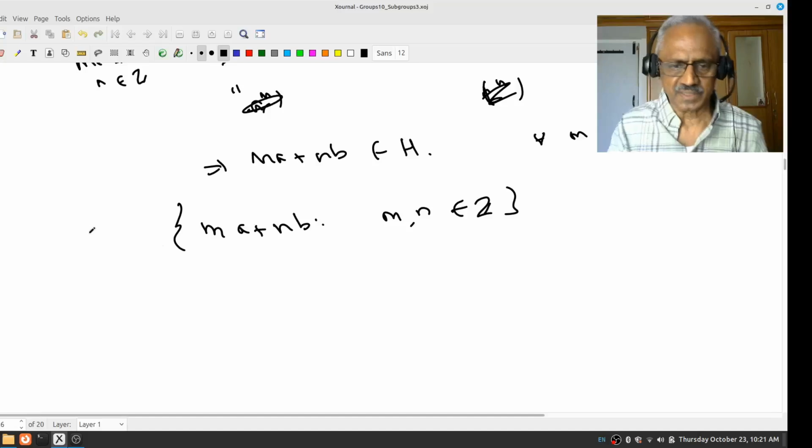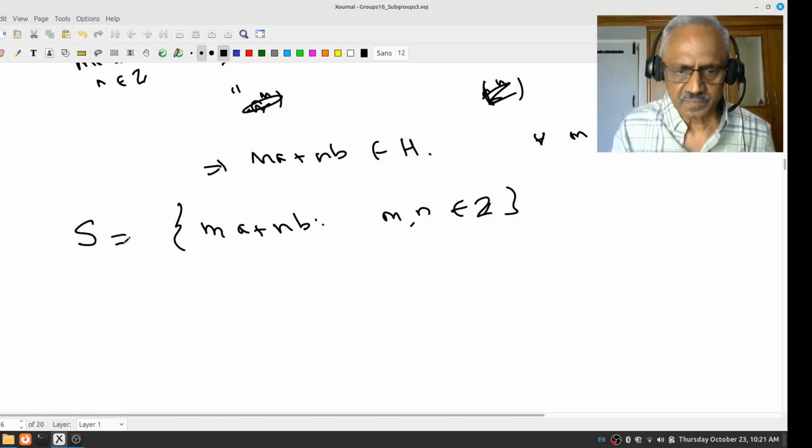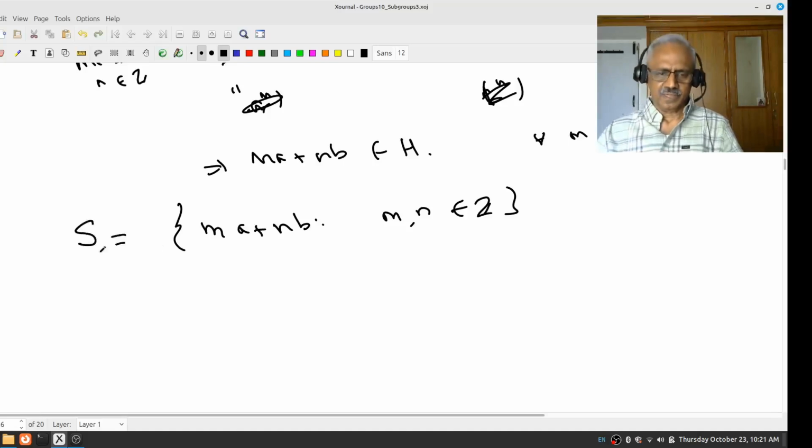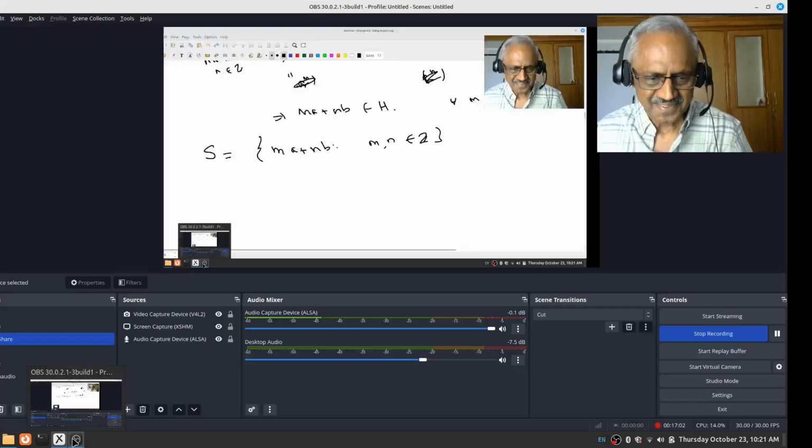Is that clear? Therefore, let's look at this collection, ma plus nb as m and n vary over Z. Okay, look at this collection. Now stop for a second. If you have gone through my elementary number theory lectures, this set should ring a bell. Do you remember where you have seen it? Maths is fun if you try to relate. The moment you see this, you should say, I have seen it somewhere. Where is it? I don't want to say. I hope some of you remember. Let's go ahead.